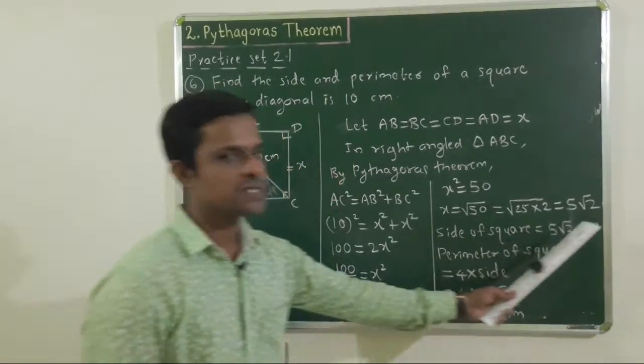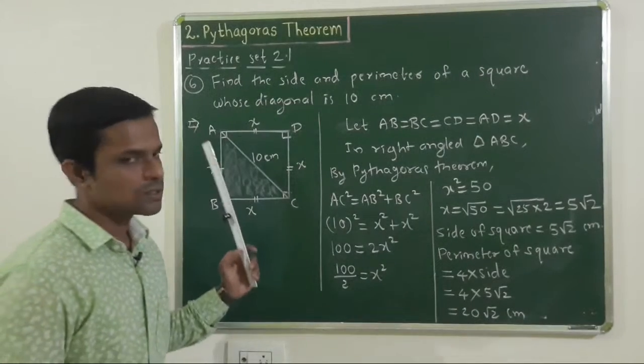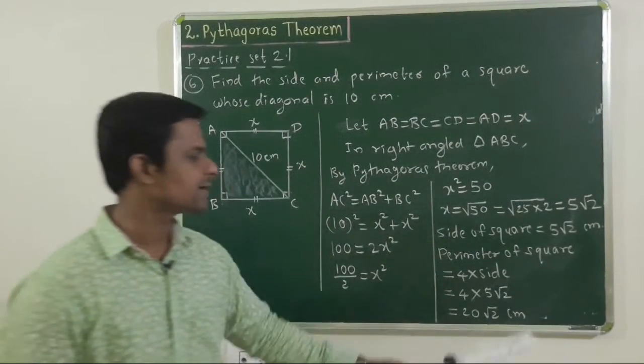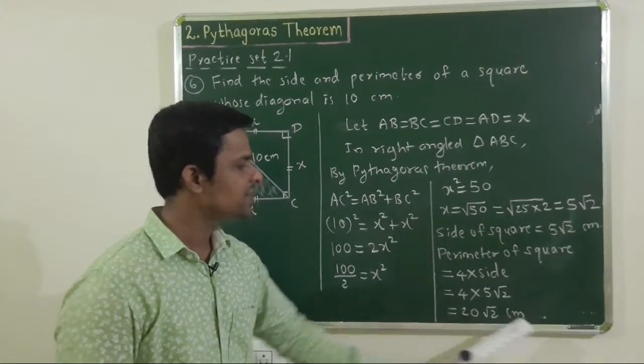Now the side of the square is 5 root 2. Now the perimeter will be the sum of all the four sides, means 4 into side, that is 4 into 5 root 2, that is 20 root 2 centimeter.